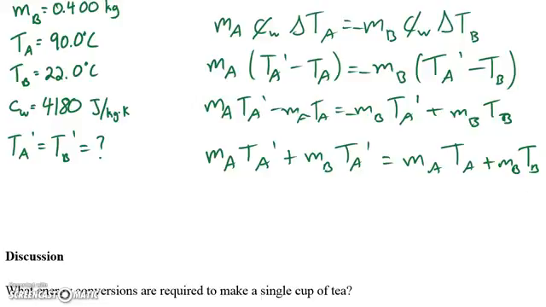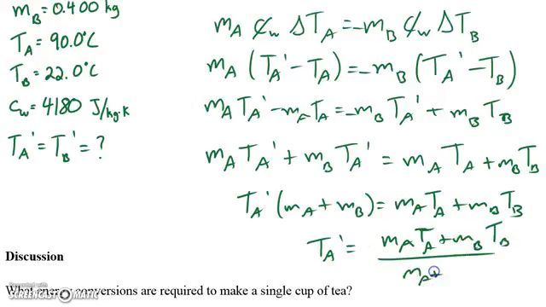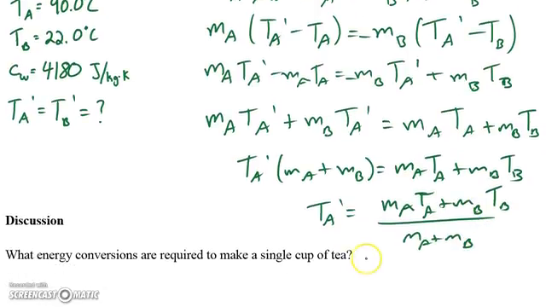Now we're just going to factor and then divide by that. So we get TA prime times MA plus MB. And then we can divide by that combined mass value to get our final equation to solve for the final temperature. And when you plug in your numbers, you will get 63 degrees Celsius.